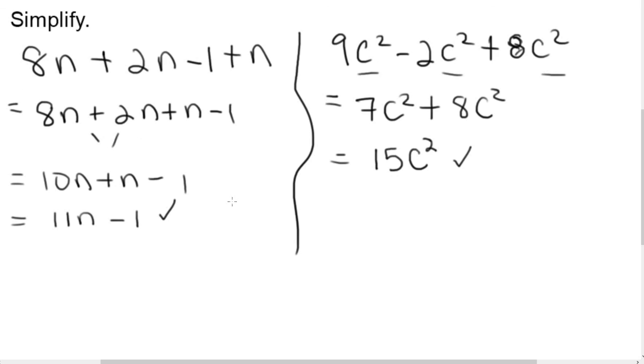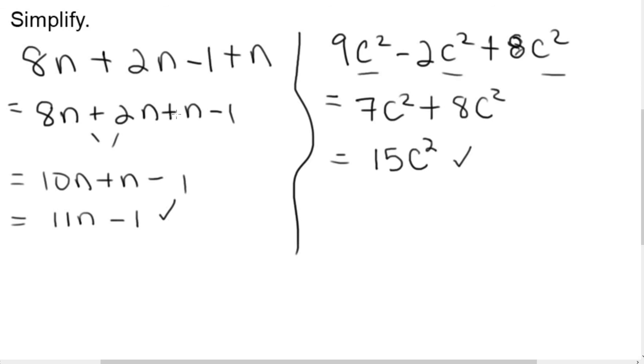We tried some further examples, 8n plus 2n minus 1 plus n, and we did the same thing. We regrouped them so that we could combine them. 8n plus 2n is 10n, plus n is 11n, minus 1. 11n minus 1 is in simplified form because we have no more like terms.